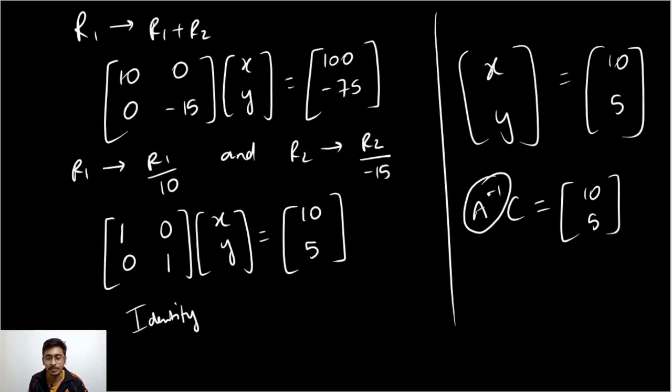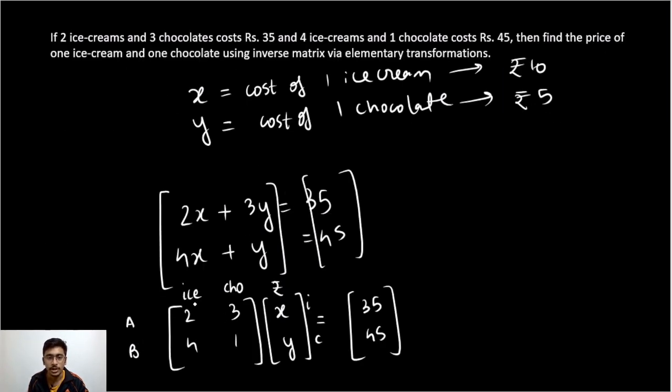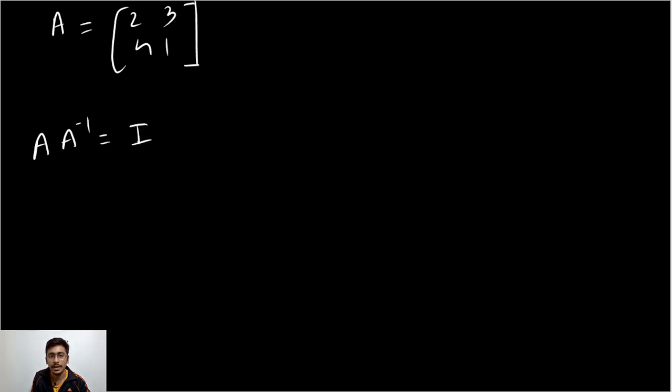Let's take this example so that we can also verify what our original thing was. Let's say our first A matrix is nothing but 2 3 4 1, and if we are using row transformations, I'll use A into A inverse is equal to I. So I'll write 2 3 4 1 into A inverse is equal to I, which is nothing but 1 0 0 1. And I'll use the same set of transformations that I used over here.